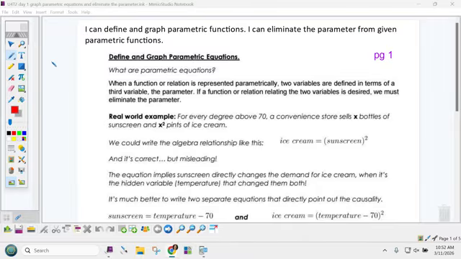So the top of page 1, when a function is represented parametrically, 2 variables are defined in terms of a third. It's called the parameter. If a function relating 2 variables is desired, we can eliminate the parameter to go back to a regular equation where it's just x and y like we're used to.